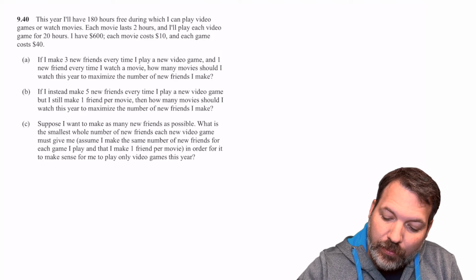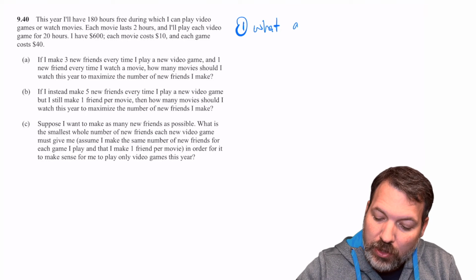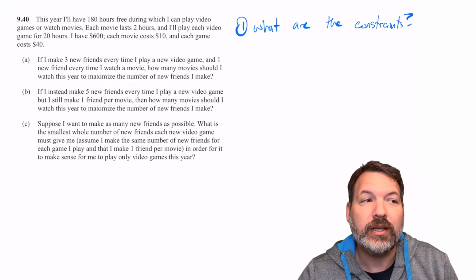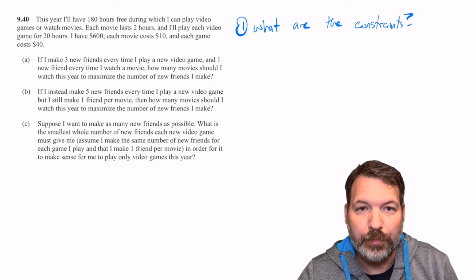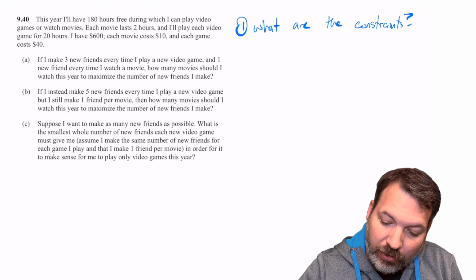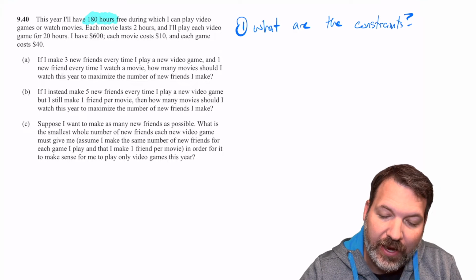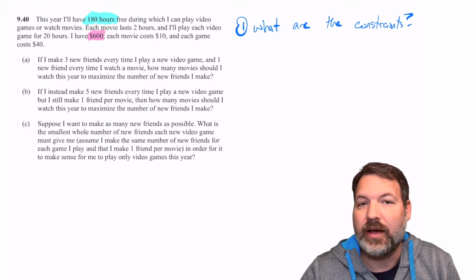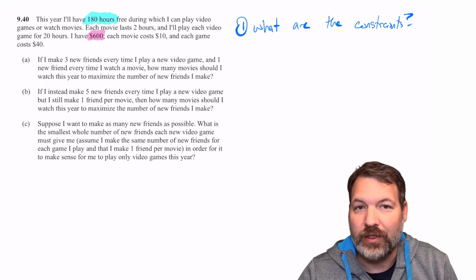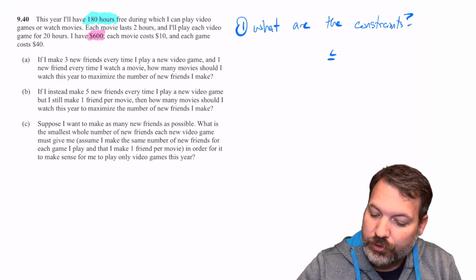What I typically recommend is that we begin by asking ourselves on these kinds of problems, what are the constraints? That is, what are my limited resources that are going to help determine how much time I spend on blank, whatever it might be. In this particular case, you can tell there are two limited resources. There's the time I have to actually watch the movies and play the video games, and then there is the money I have to spend on the movies and the video games. In both cases, these are less than or equal to constraints.